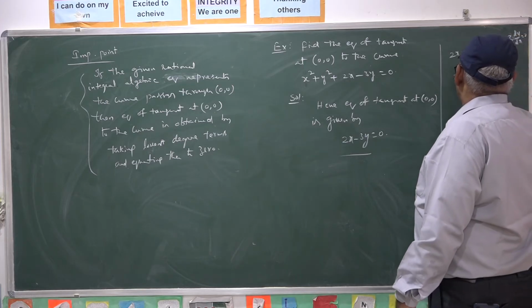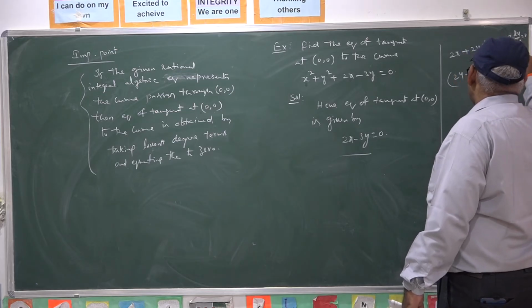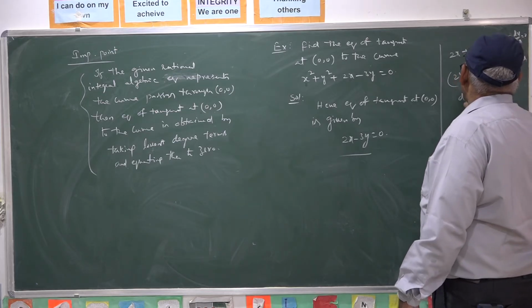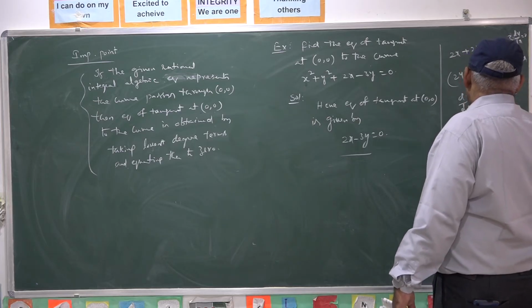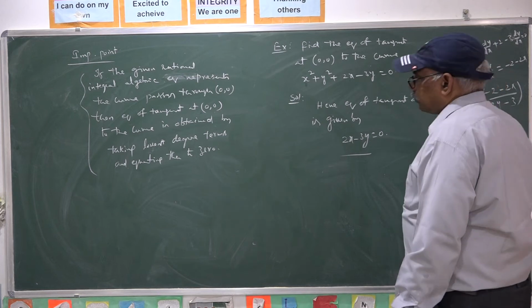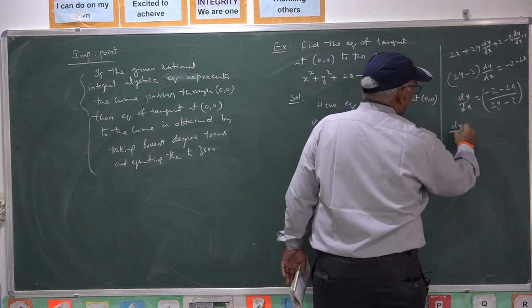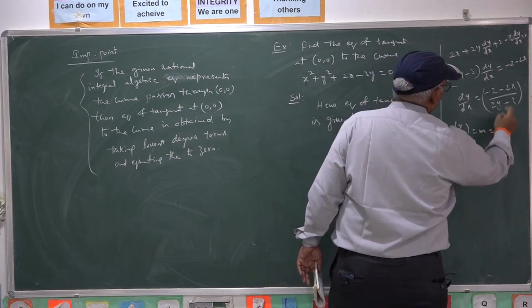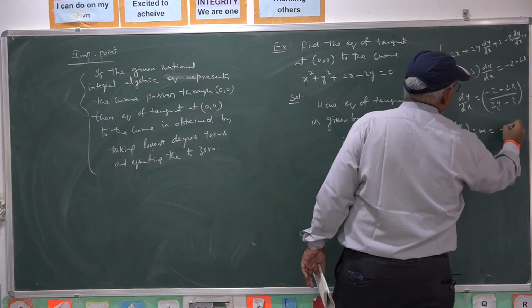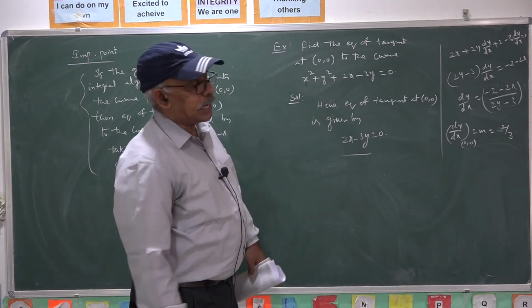So, collecting dy by dx terms, we get minus 2x. So dy by dx is minus 2x by 2y minus 3. But the slope of the tangent at the origin is needed. So dy by dx at the origin (0, 0) gives us m, taking x equal to 0, y equal to 0, that is 2 by 3. This is the slope of the tangent.